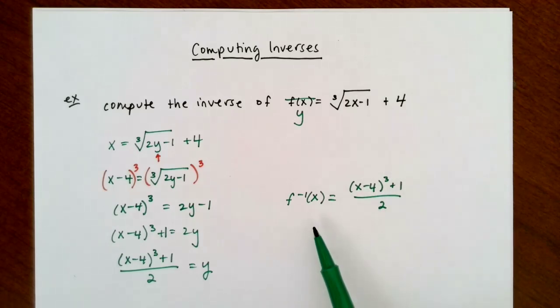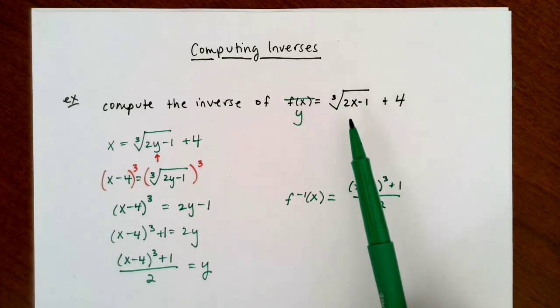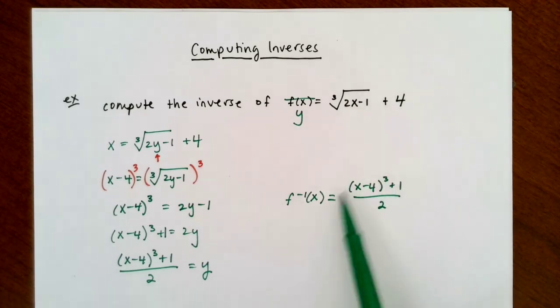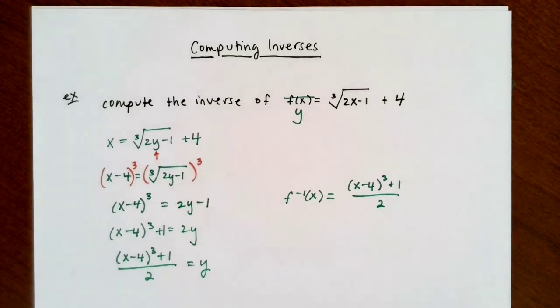We don't need to do that here, though, because it's a cube root instead of a square. So this cube root actually outputs every number, right? Positive numbers, negative numbers, 0. So this range is everything. So this guy's domain is everything, and we don't have to make any special comment on it.